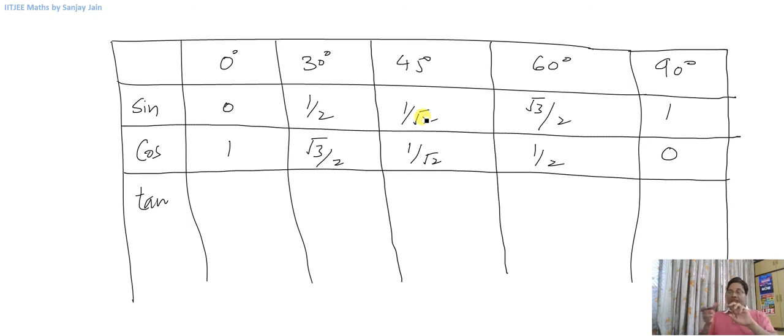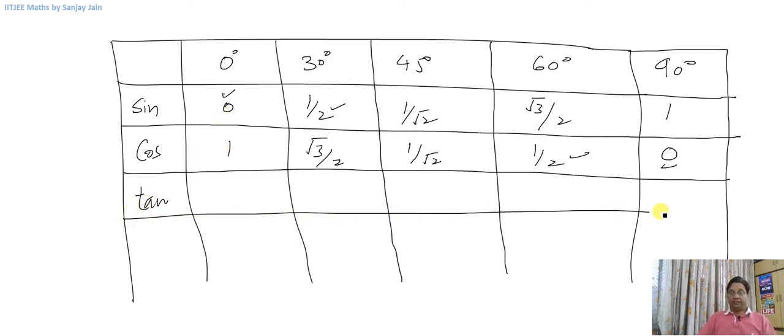So if you notice, sine values are 0, 1 by 2, 1 by root 2, root 3 by 2, 1, and cos values are 1, root 3 by 2, 1 by root 2, 1 by 2, 0. We have just flipped these values of sine, right? It starts with 0, it ends with 0, then there is 1 by 2, there is 1 by 2, right? So this may help you to memorize these values.